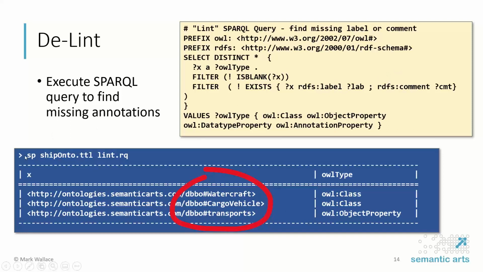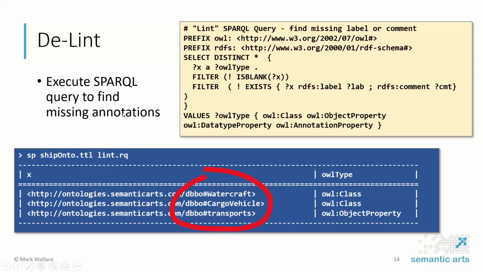And if you run this, this is just a little command line. SP is short for SPARQL, which is just an alias for running the Jena SPARQL tool. It's going to run, here's your ontology. Let's say I have an ontology called ship ontology, and I have this lint query, which is just this query right here. I run it, and it's just going to show me, okay, you have these three things that are missing. You don't have both a label and a comment.